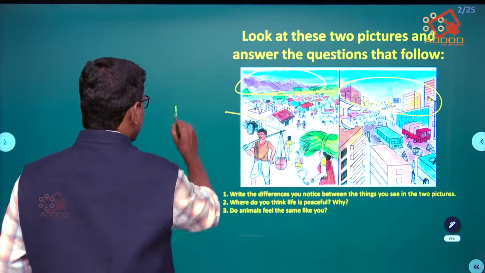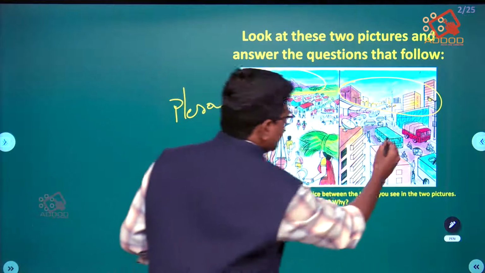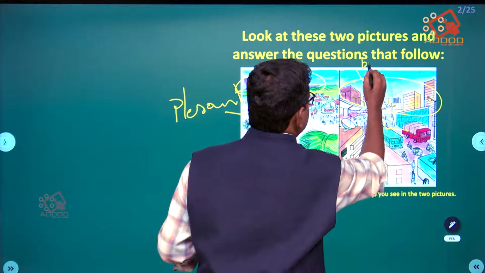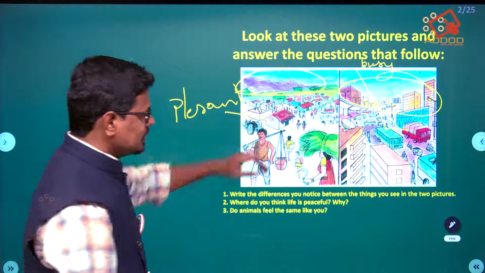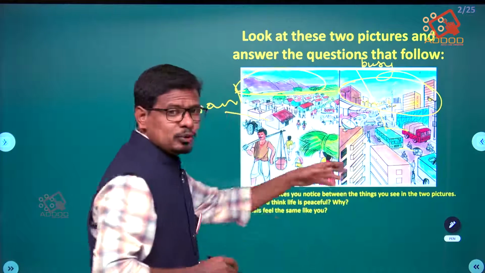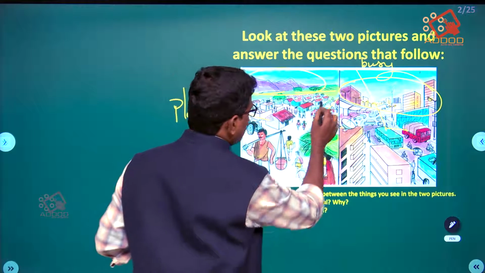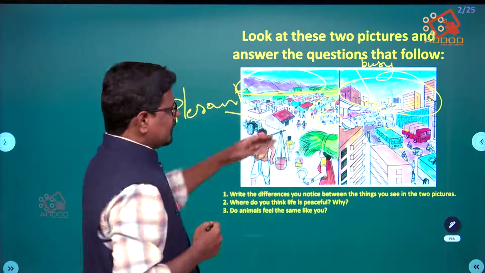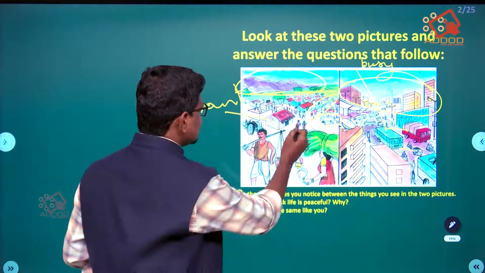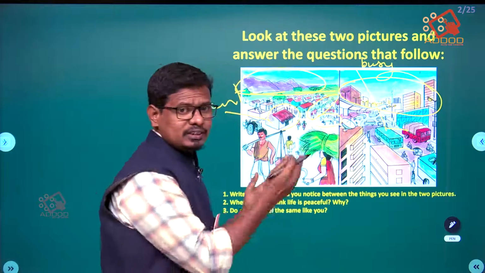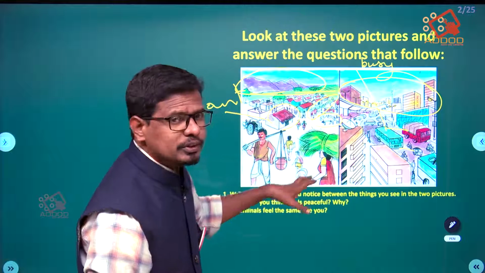Here it seems pleasant, whereas here the city is completely busy. See here the vehicles, four-wheelers, two-wheelers, three-wheelers, and here you see the oxen or the cattle. See the huts. Okay, so this is a difference. So you are asked to write the differences between the two pictures.